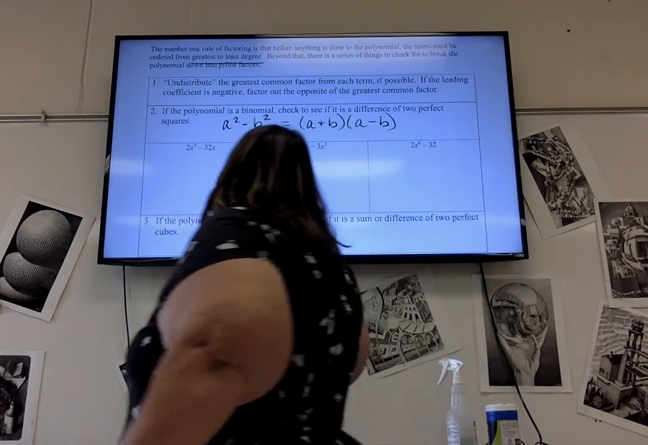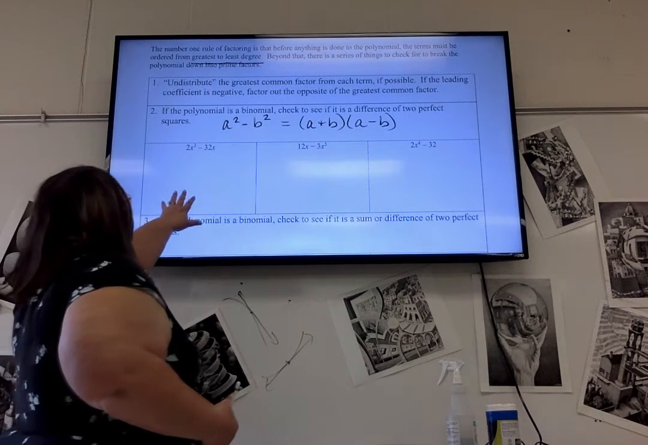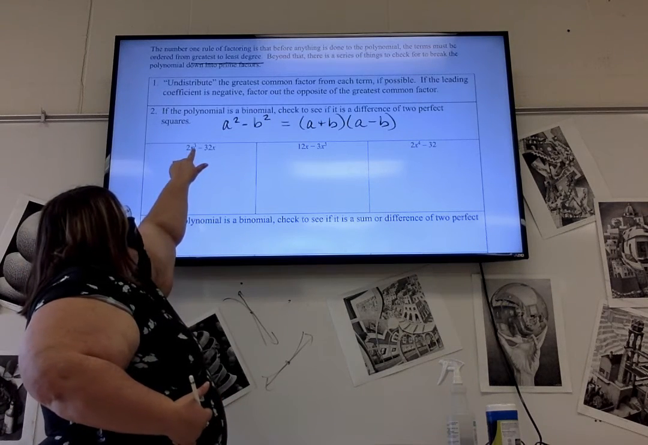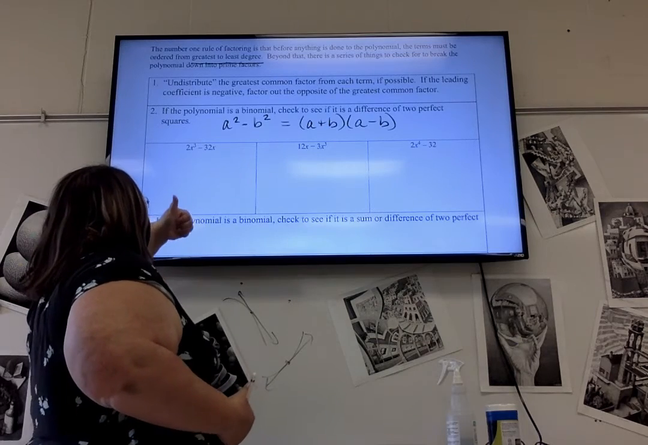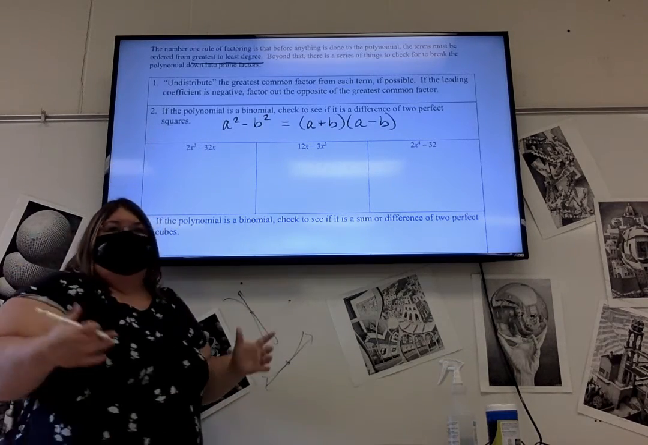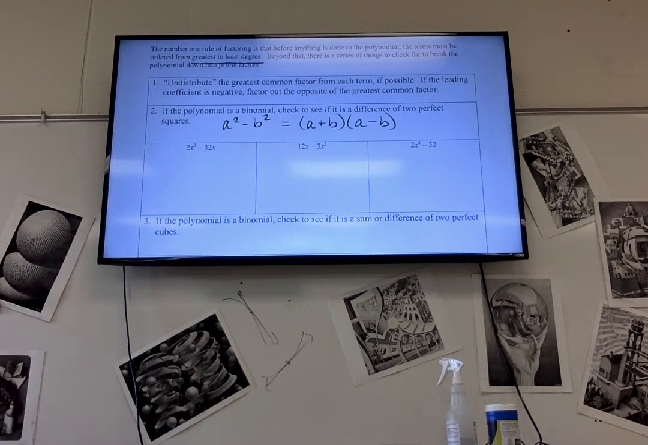All right. For this first one, it's in order, greatest exponent to the smallest exponent. Great. Then we undistribute. So, what's the greatest common factor? What's a number that'll go into both of those? 2. And for the variables, x. They both have an x in common. You take the one that has the smallest exponent. So that just means we divide by 2x. Justin, if we divide both of those by 2x, what are we left with? X squared minus 16.